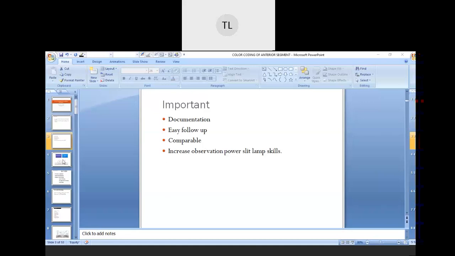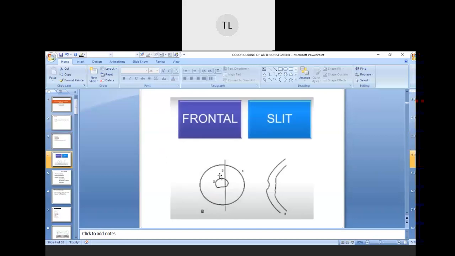So basically, when we talk about the examination and the documentation of the cornea, we have to keep in mind what we have to do.